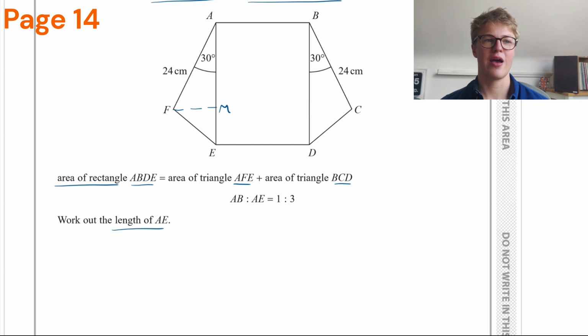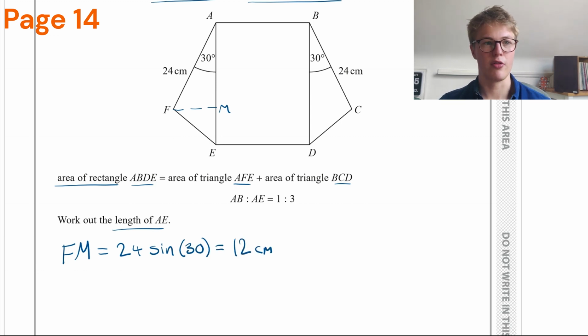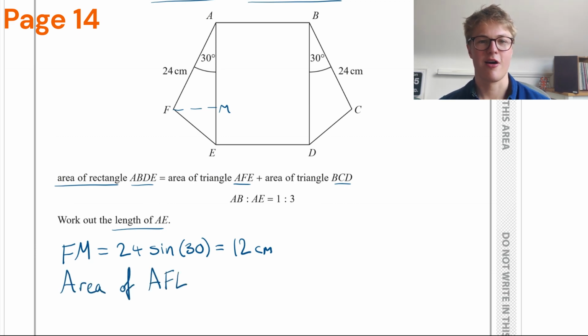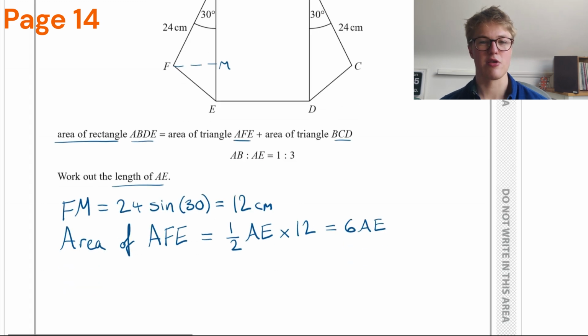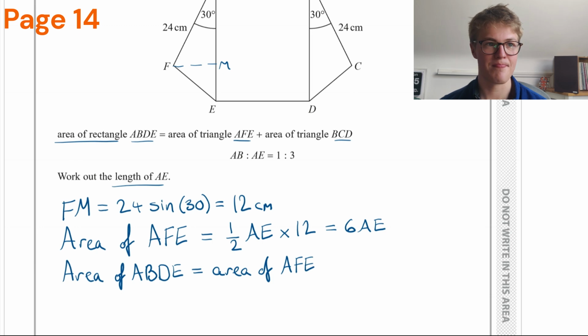So, first things first, FM is going to be equal to 24 sine 30, which gives us 12 centimetres. Okay, so now we basically have the height of that triangle on the left-hand side. The area of AFE is going to be a half times AE times 12. Okay, so you can think of this as half base times height. AE is the base and 12 is the height FM, which we just calculated. This gives us 6 AE. The area of ABDE is equal to the area of AFE plus the area of BCD. We're told that in the question.